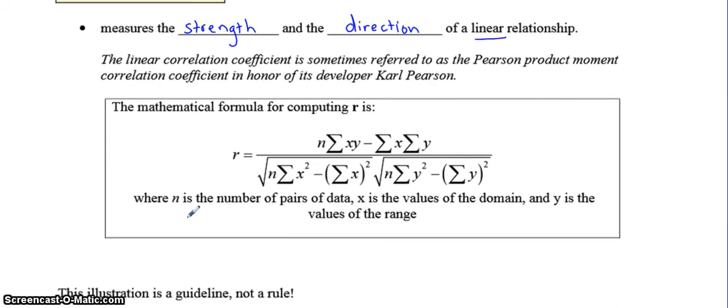This is the formula for calculating r, and you guessed it, we are going to use that formula to calculate r on the next piece of paper. Calculating the r is about the same kind of work as calculating the standard deviation. There's a lot of steps, but the math itself is quite easy. n is the number of pairs of data, and the x, of course, are the values of the domain, which is the first column or row of your table, and y is the values of the range, which is the second column or row of your table.